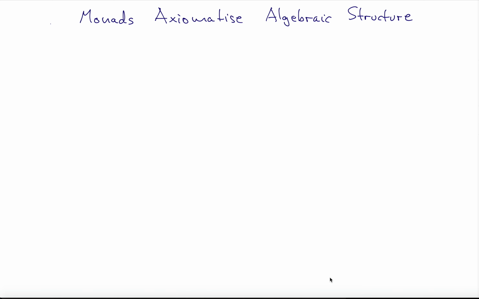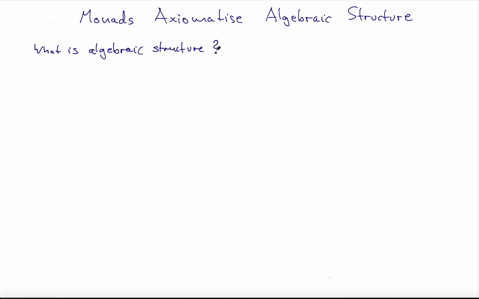So the slogan for the first video here is monads axiomatise algebraic structure. Of course, the question then is, what is algebraic structure? So let me write this down, because that is really the question that will keep us going for quite a while. So what is algebraic structure? And at the end of the series, we'll be able to propose monads as a definition for what we mean by algebraic structure. But that will come at the end.